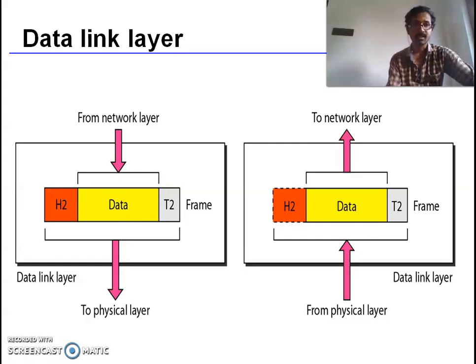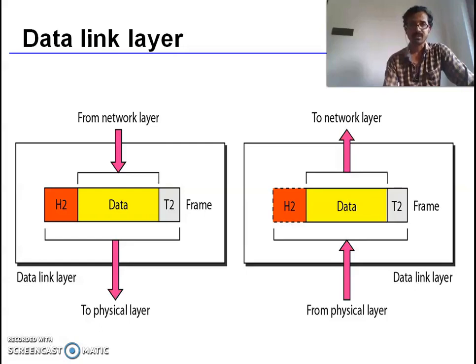The other responsibilities of the data link layer are to provide flow control, and it also provides error control, and it assigns the physical address. In this layer, framing is nothing but data being converted into manageable data units called frames.